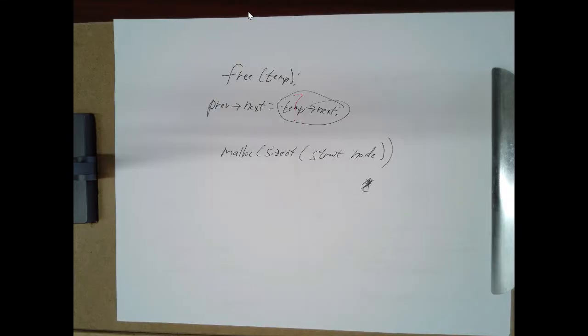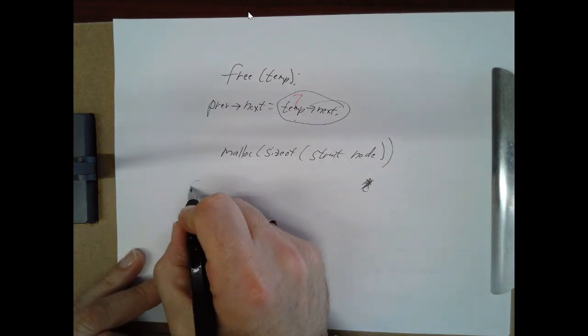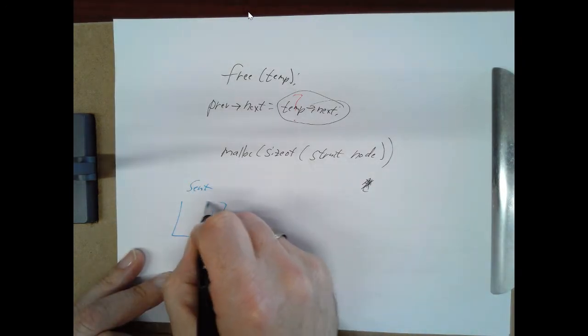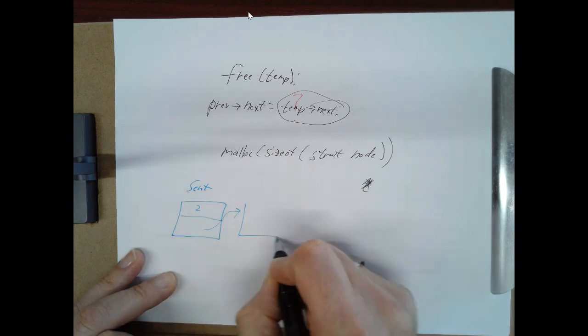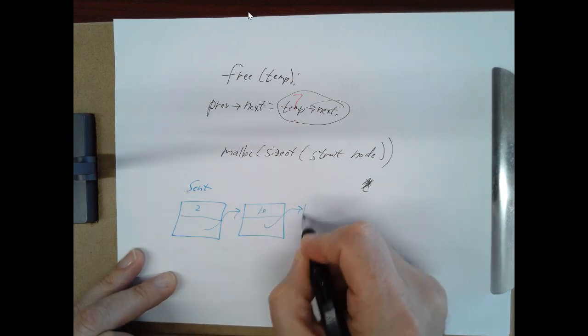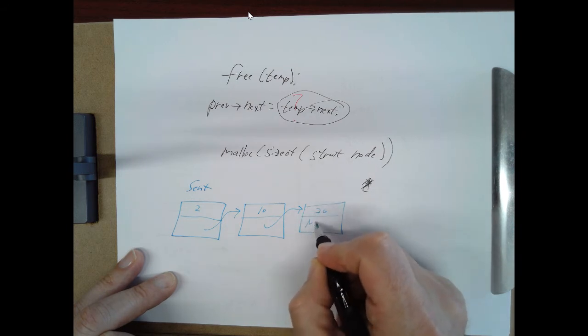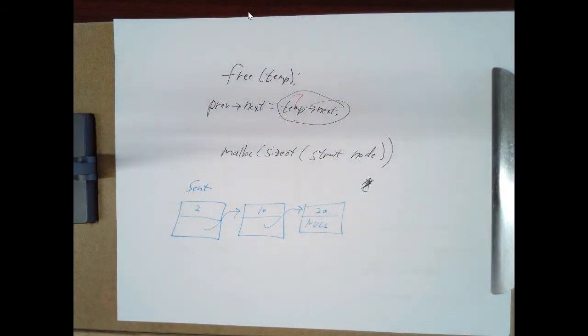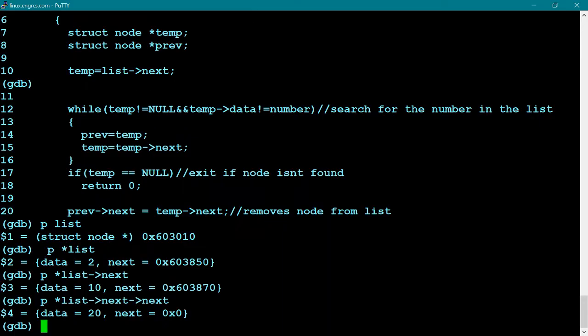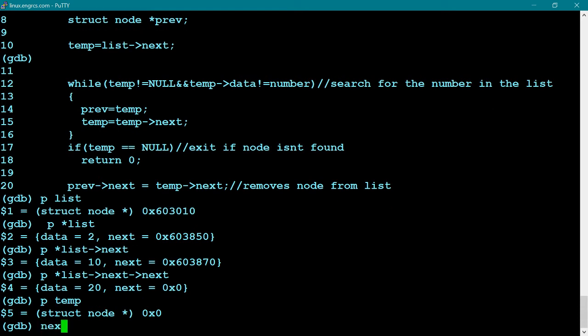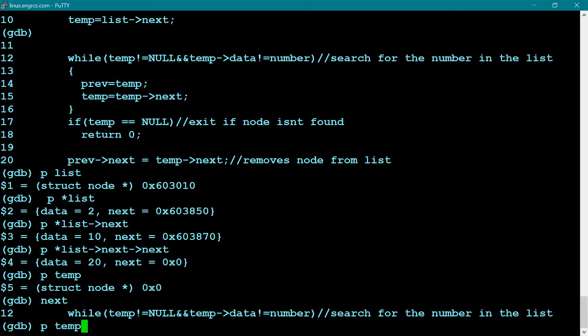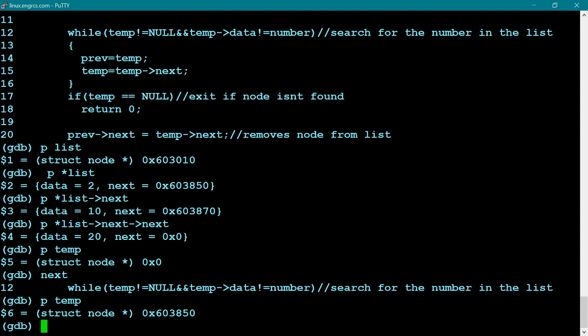So our list looks great so far, right? We've got a sentinel with a 2 and a pointer to a node with a 10 and a pointer to a node with a 20 and a big null. It's a good list. So it's about to say temp equals list arrow next. So I can check temp before I do this. It's a 0. Let's go ahead and execute this instruction. And if I look at temp, it's the address of our first node. Right? It's the address of this node containing a 10.